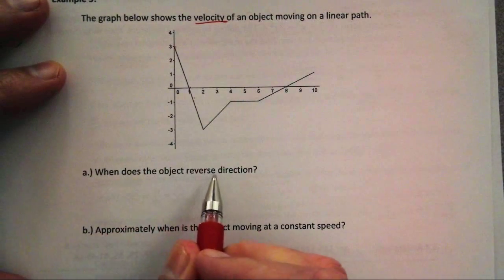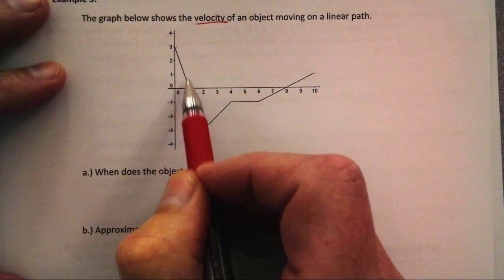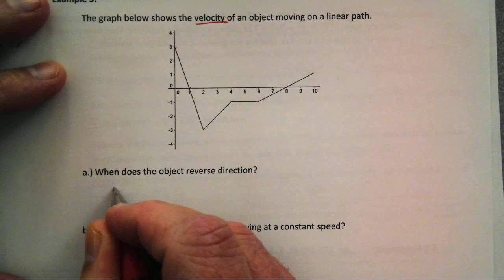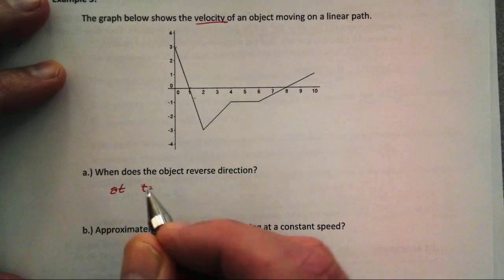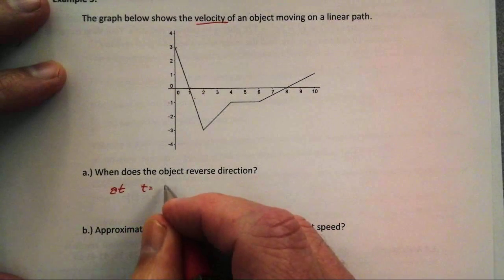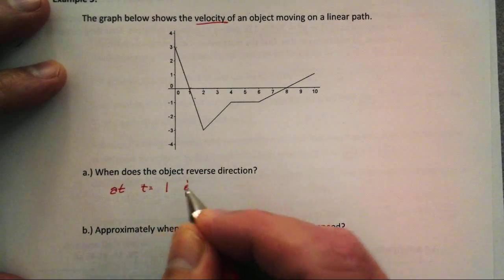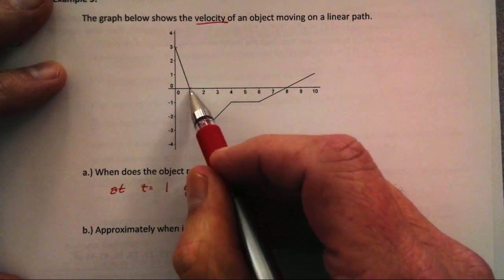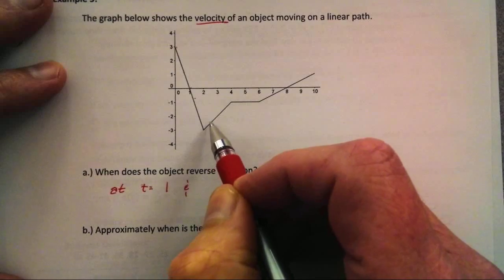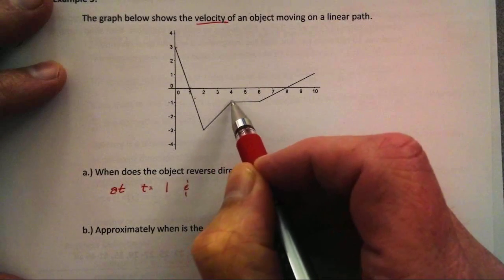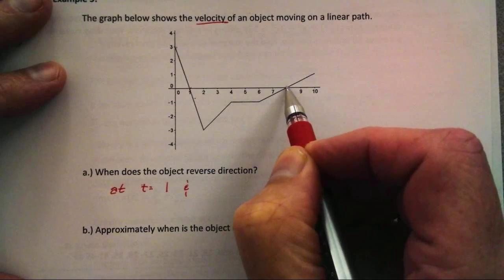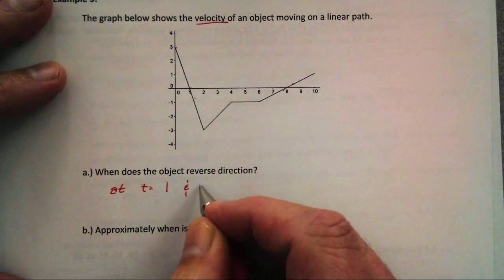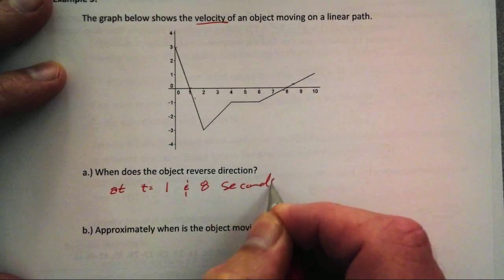So, when does the object reverse directions? When I go from having a positive velocity, moving forward, to having a negative velocity, moving backwards. Let's say we're dealing in seconds again, at 1 second. But also, the velocity is negative, and still negative here, and still negative, until now the velocity is 0, and I go from velocity being negative to velocity being positive. I go from moving to the left to moving to the right at 8. At 1 and 8 seconds.